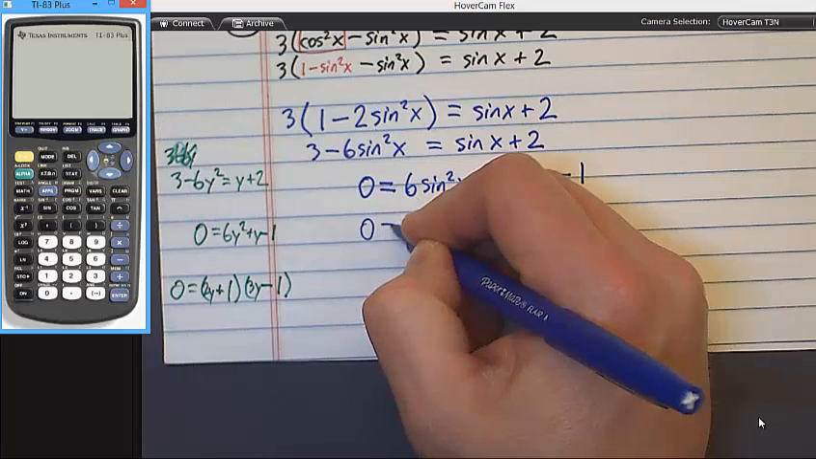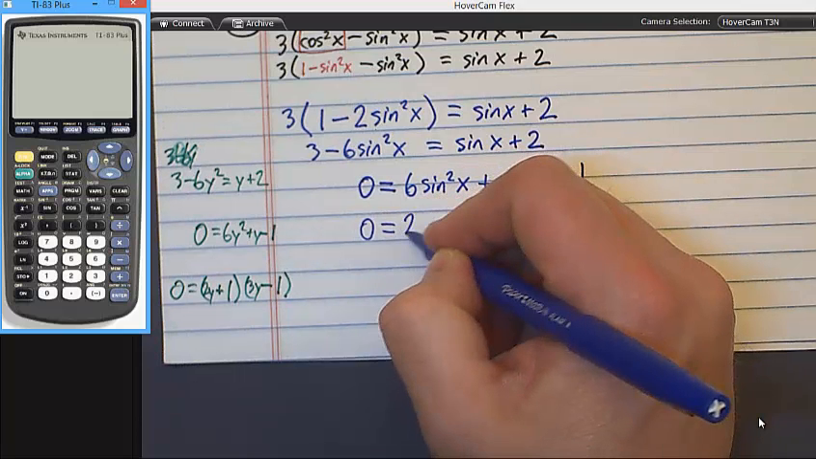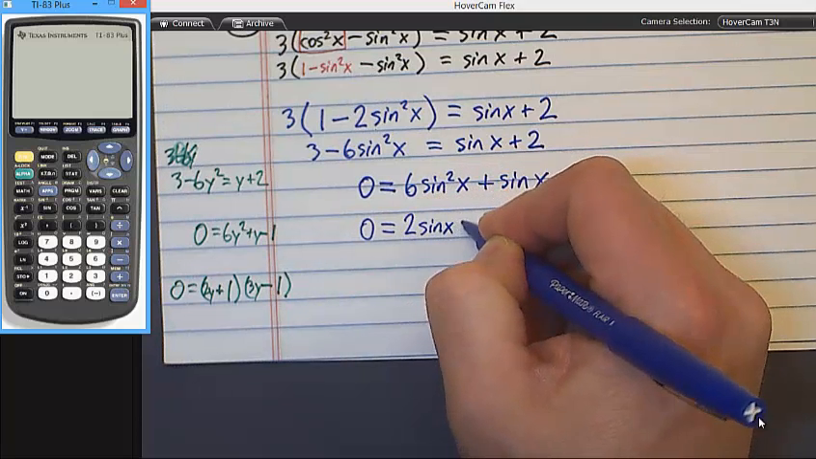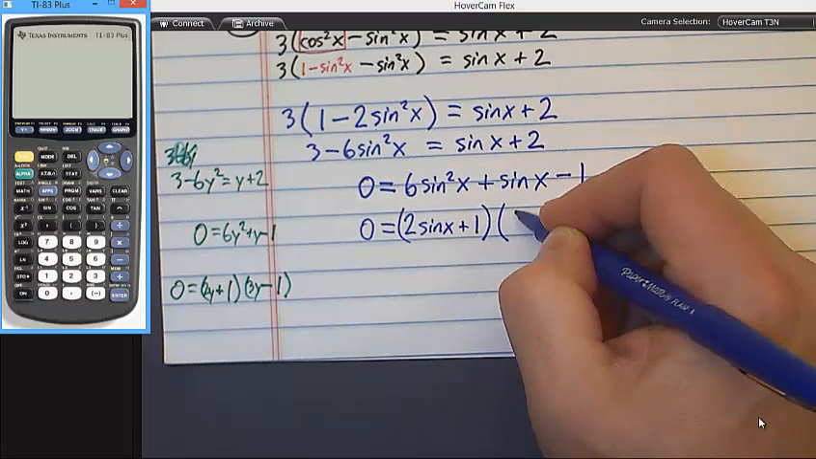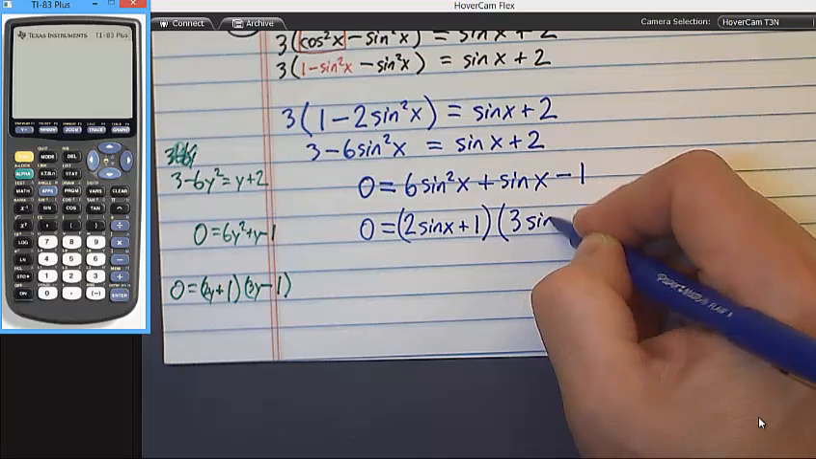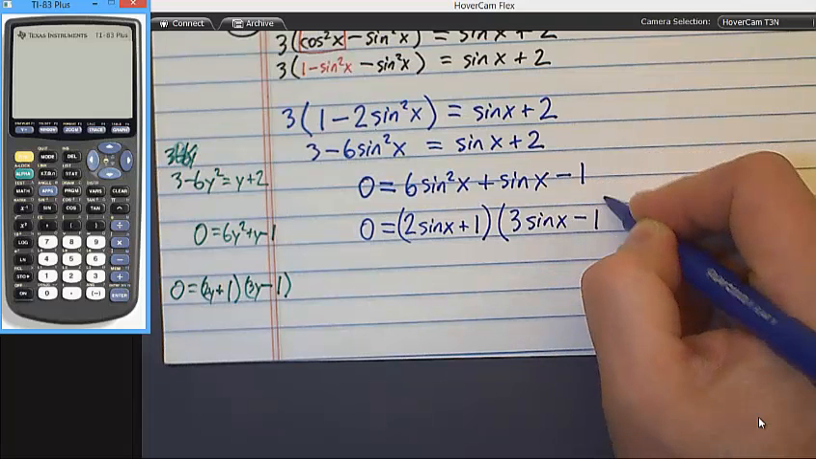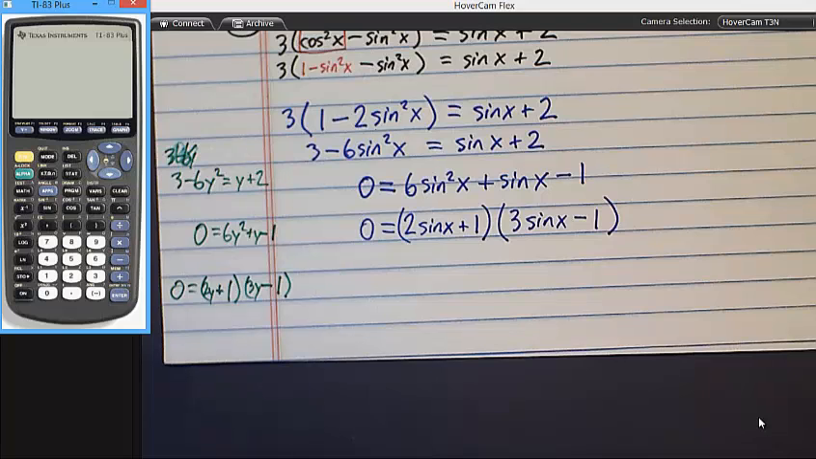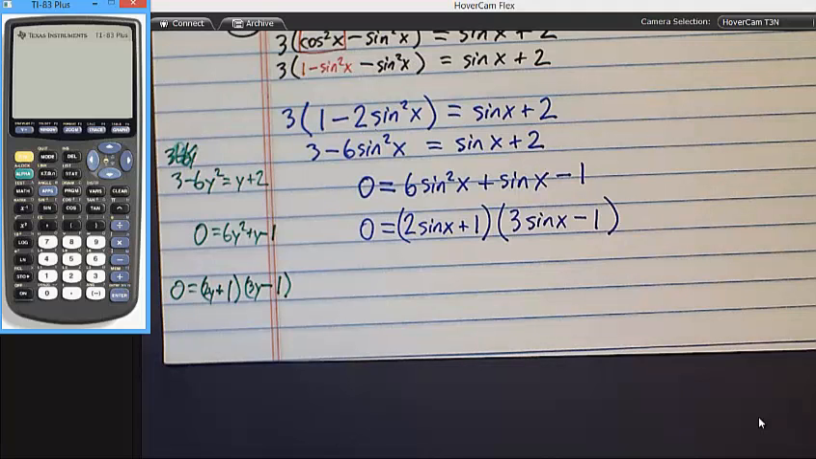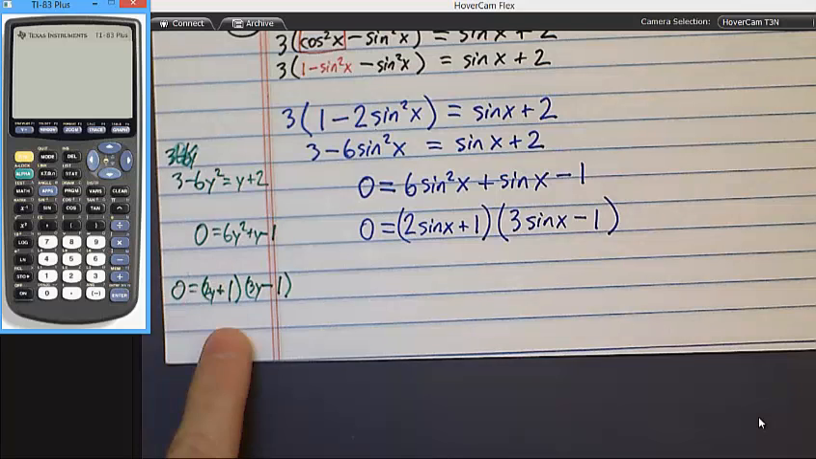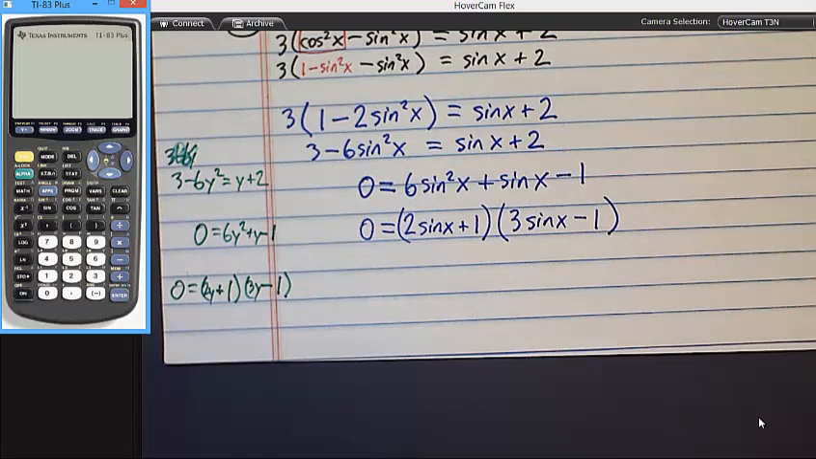0 equals 2 sine of x plus 1 times 3 sine of x minus 1. With me, Brad? Okay? So again, it's thinking of the trig function as what you're trying to solve for. Just like you did in algebra class, solve for y. We're solving for sine of x.